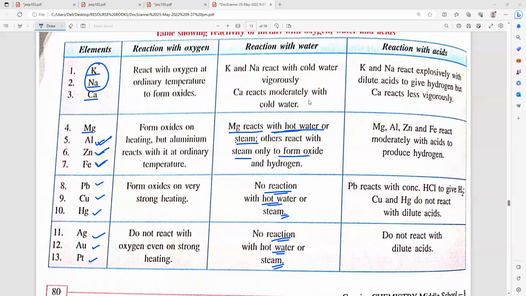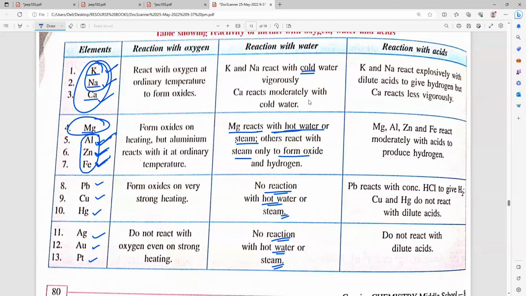So, which is reacting with the steam, it may be aluminium, zinc or iron. So you can write it. So first one is what, guys? Reacting with the cold water: sodium, potassium and calcium, three. And reacting with the hot water, only magnesium. And reacting with the steam, you can write either aluminium, zinc or iron. Whatever it is, you can write it.